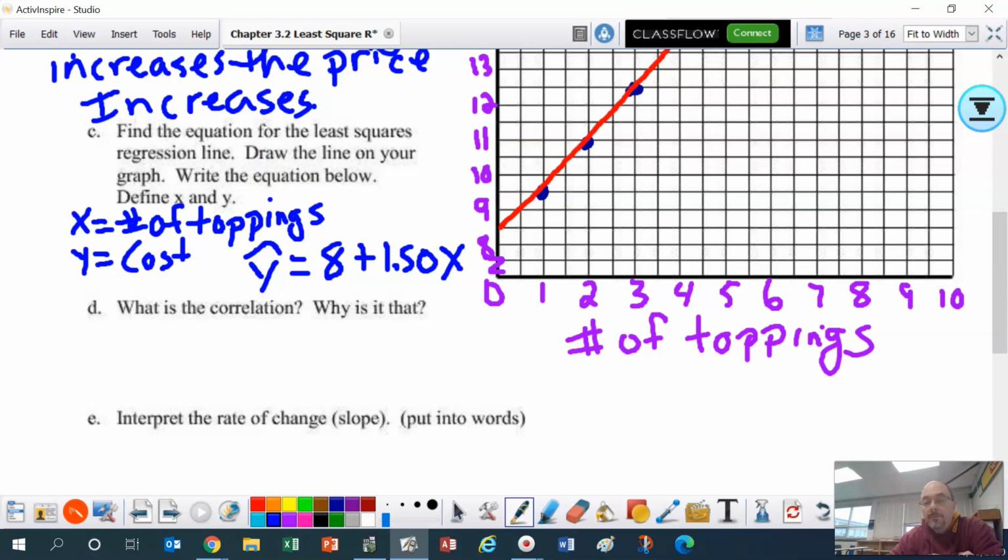So what is the correlation? Well, we already saw that. The correlation is 1. Why is that? Because it's perfectly linear.